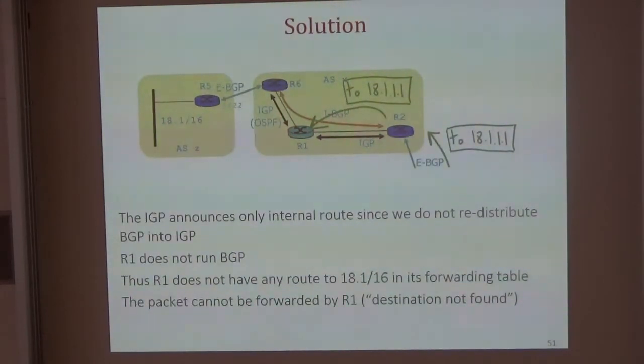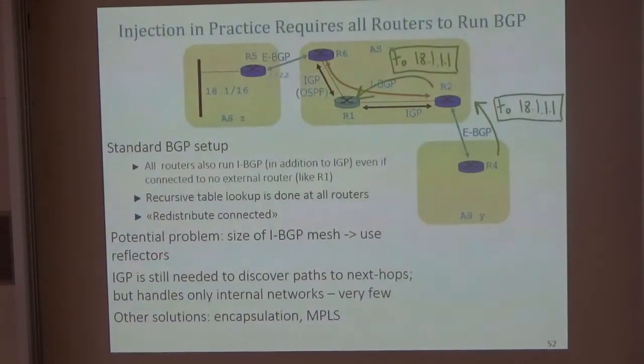What could we do to solve the problem? Well, one thing that is often done is to run BGP in all routers. So if you run BGP in R1, of course it would be an interior BGP, then R1 will discover this prefix, 18.1/16, from R6, with next hop 2222, so by injection, R1 will put this information into its routing table. So this is very frequently done.